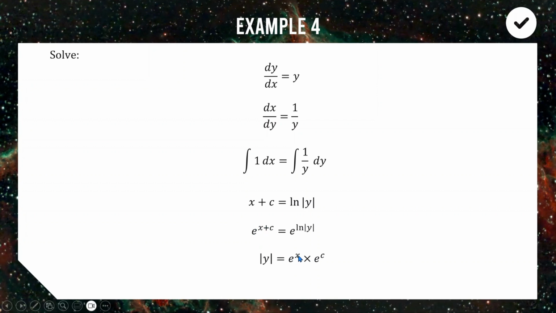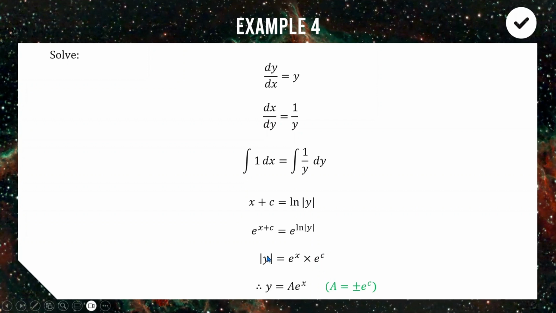So e to the x times e to the c is the same thing as e to the power of x plus c, because when we multiply, we add the powers together. I'm just using that logic in reverse. Now, the reason I'm doing this is just to neaten things up a bit, because e to the power of c, e is a number and c is a number. So e to the power of c is just a number. I don't really know what it is. I'm going to give it a new label. I'm just going to call it a.